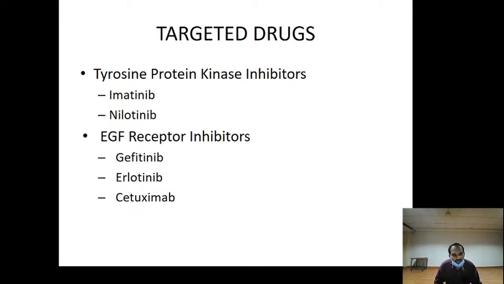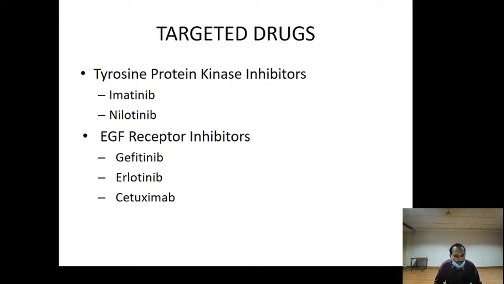Specifically that tyrosine kinase which is formed as a product of the BCR-ABL gene. And where is the BCR-ABL gene seen? Chronic myeloid leukemia. So one of the important uses of imatinib and nilotinib is in the treatment of chronic myeloid leukemia. More than 90% of the people have a dramatic remission when imatinib or nilotinib are used in chronic myeloid leukemia.